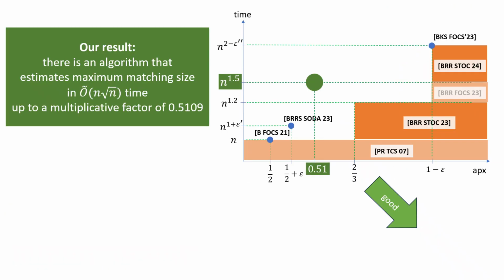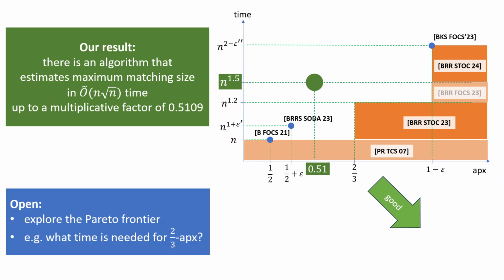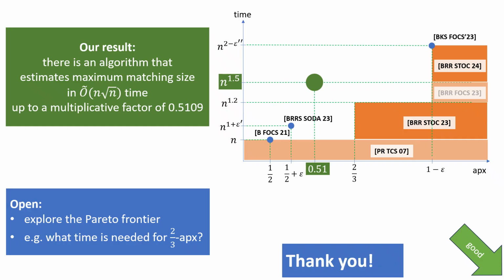So just to sum up, our result is an algorithm that estimates matching size to a 0.51 approximation factor in time n to the 1.5. In terms of open problems, I just have natural ones for you, which is to go right and to the bottom in this plot. Concretely, what time is needed to get a 2/3 approximation? Okay, thank you.